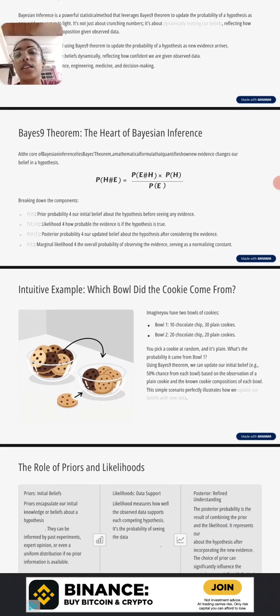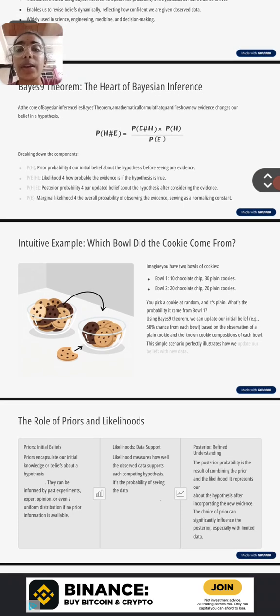Bayes' theorem, the heart of Bayesian inference. At the core of Bayesian inference lies Bayes' theorem, a mathematical formula that quantifies how new evidence changes our beliefs in a hypothesis. P of H given E is equal to P of E given H into P of H, divided by P of E. This is our formula for Bayes' theorem. We'll learn about the components separately.